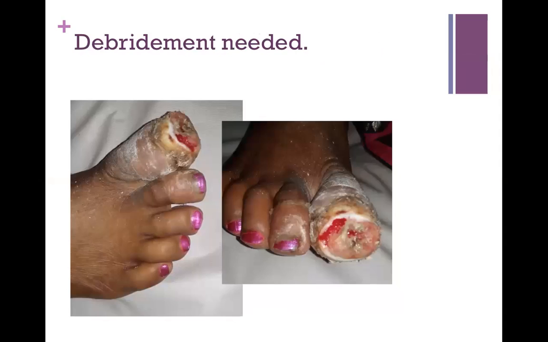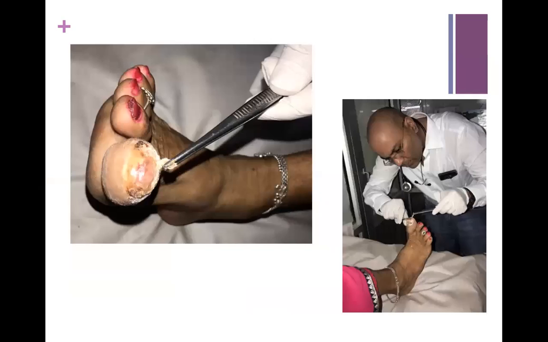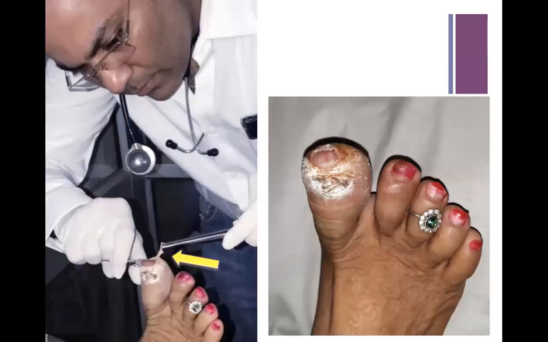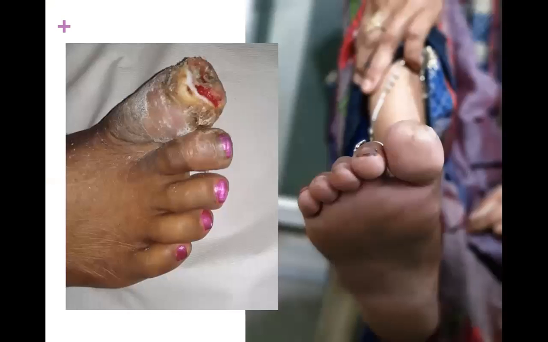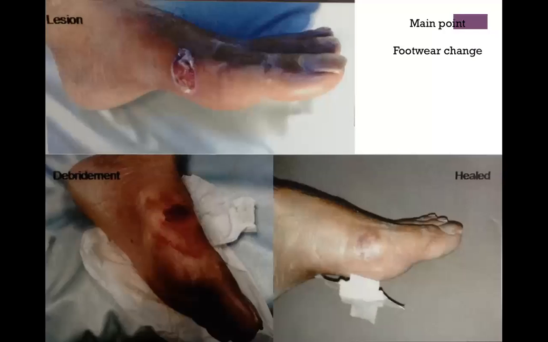In this case, debridement is clearly needed to remove the slough and dead tissue, and the margins were cleaned. The wound bed was cleaned, the margins are being cleaned, debridement is being done, and in due course, the lesion healed. In this case, the lesion was there, debridement was done. Footwear change played a major role in the management of this particular case.